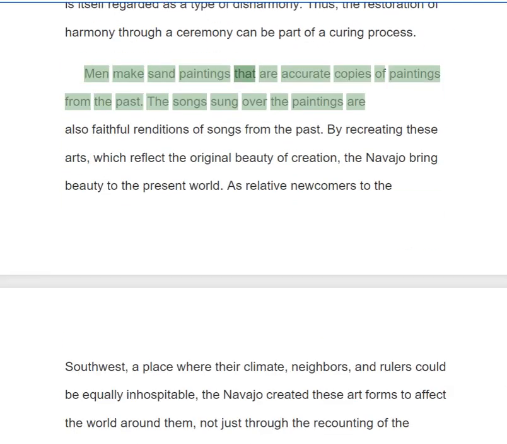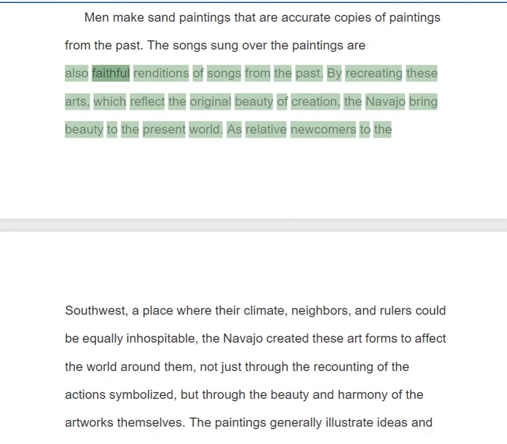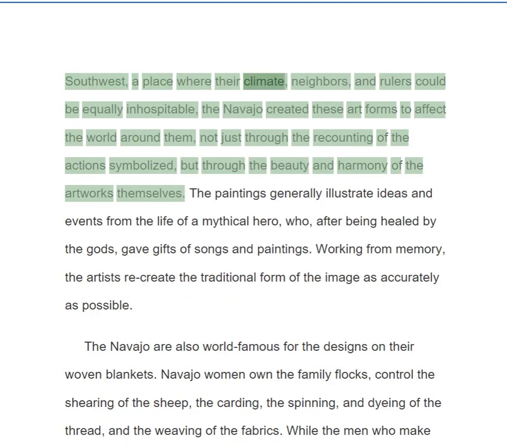Men make sand paintings that are accurate copies of paintings from the past. The songs sung over the paintings are also faithful renditions of songs from the past. By recreating these arts, which reflect the original beauty of creation, the Navajo bring beauty to the present world. As relative newcomers to the Southwest, a place where their climate, neighbors, and rulers could be equally inhospitable, the Navajo created these art forms to affect the world around them, not just through the recounting of the action symbolized, but through the beauty and harmony of the artworks themselves.